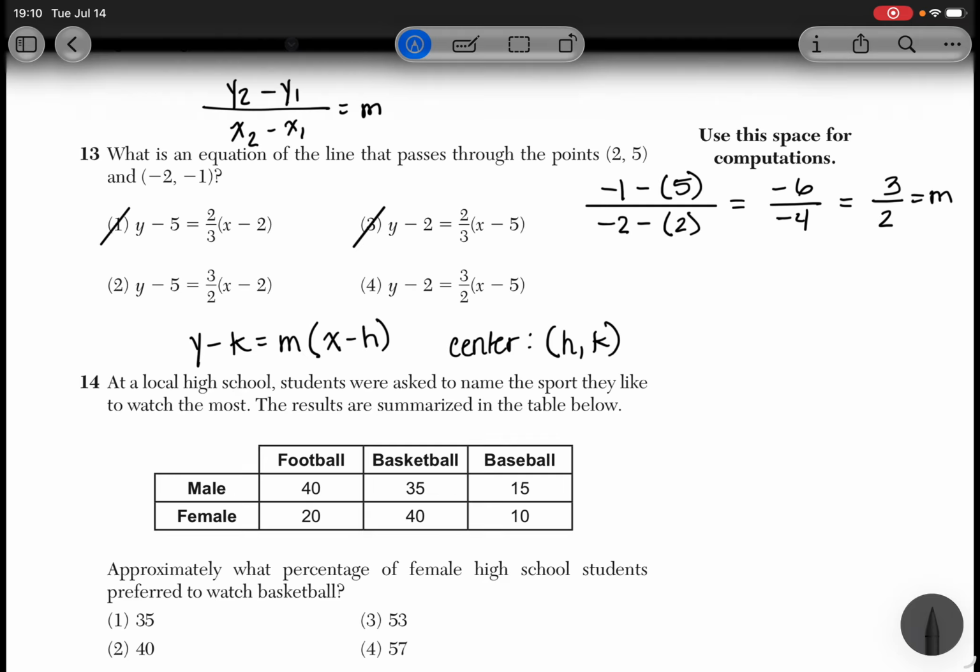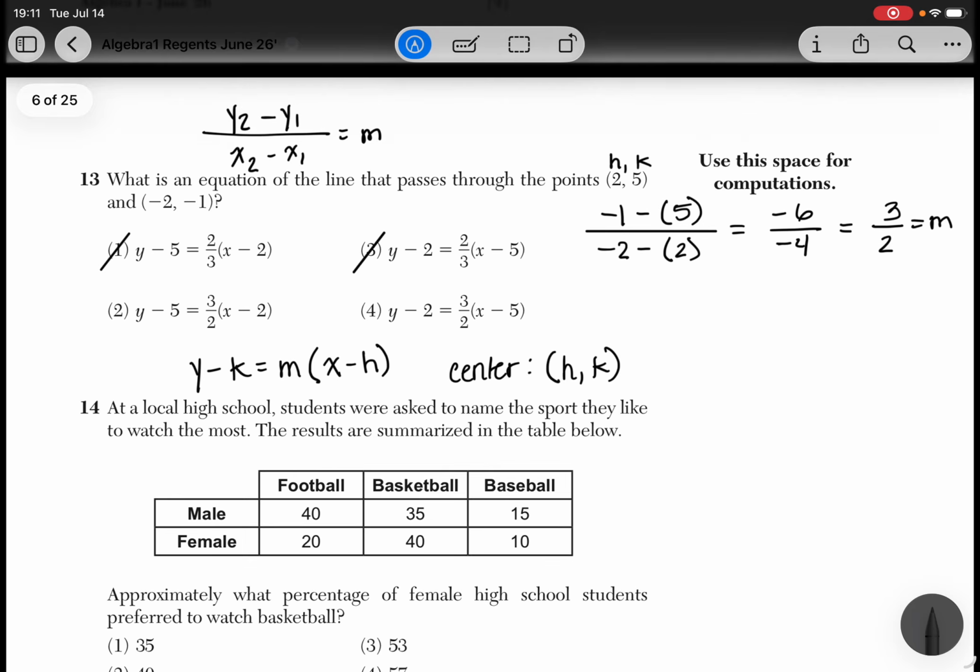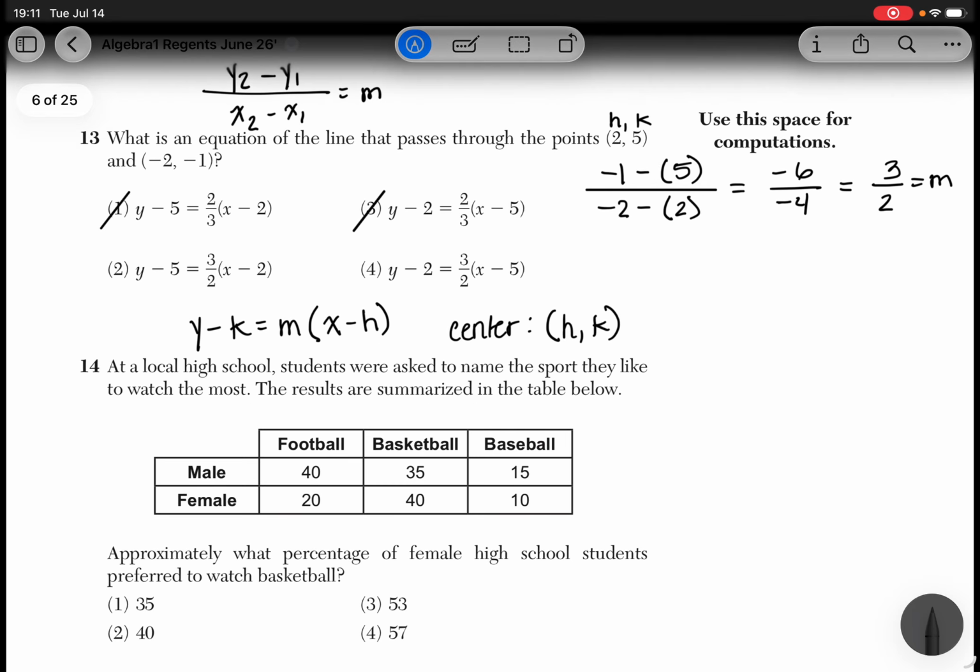We're going to use one of the points given to us, and it looks like they use the first point. So we have x minus h, and h is going to be 2, and then k is going to be 5. So we're going to do x minus 2, and then y minus 5. The only one that matches that would be answer choice 2. The order does matter, and a lot of students will get mixed up and say y minus 2, x minus 5. You want to be careful and make sure that those x values stay with the x values. So x with x, sorry, y with y, x with x.